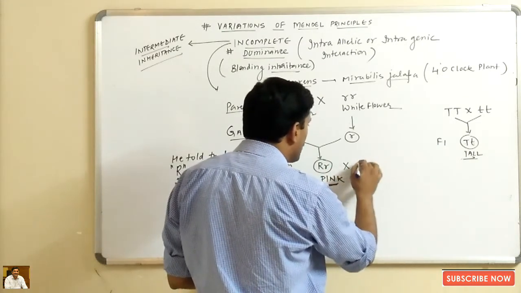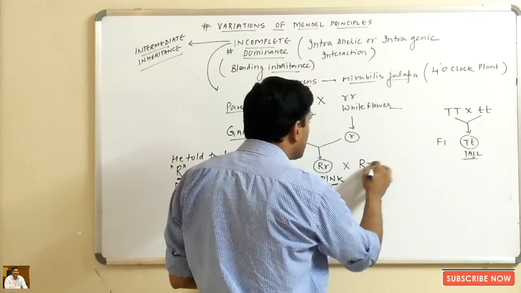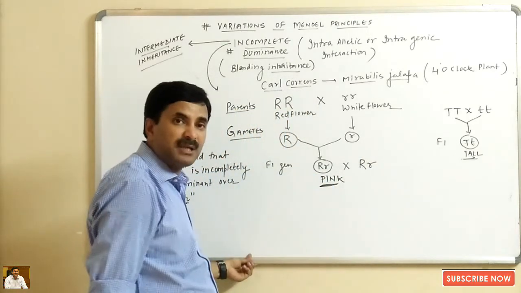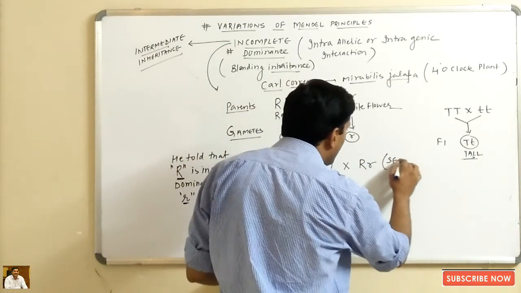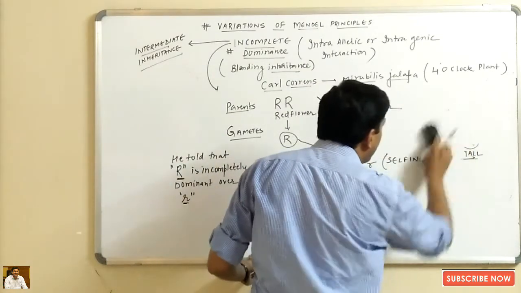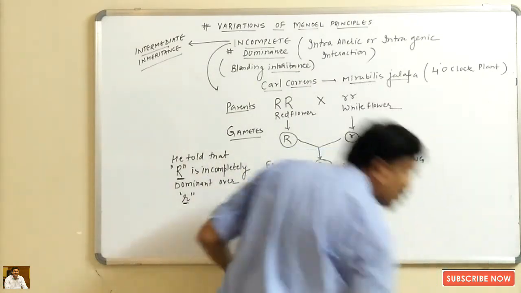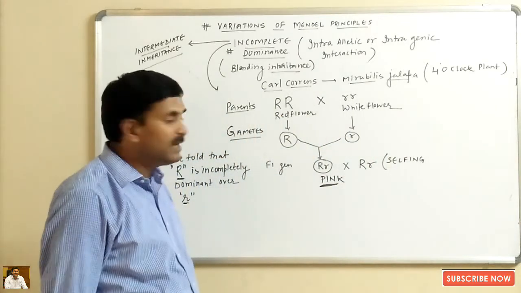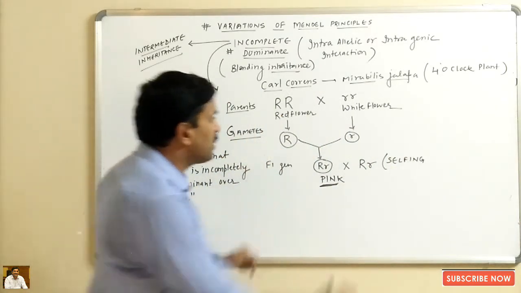Now what he did, that capital R small r, what he got as pink color in the F1 generation, he tried to cross. He crossed the capital R small r with capital R small r, that is, he did selfing, and tried to know whether there is any difference between the ratio that Mendel has calculated and the ratio he has got here.